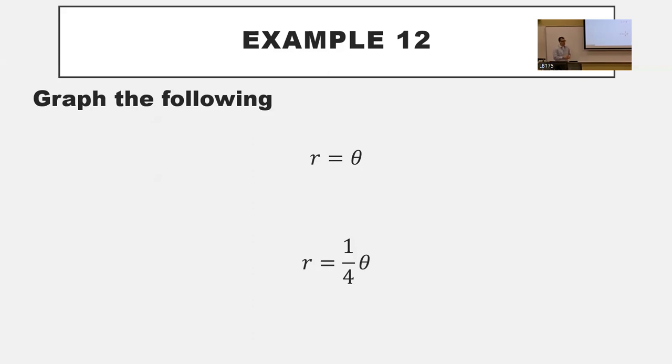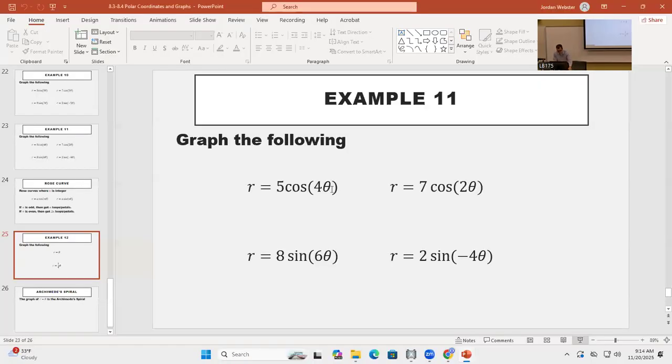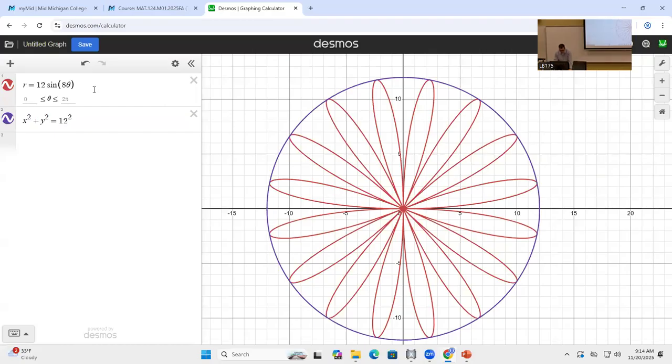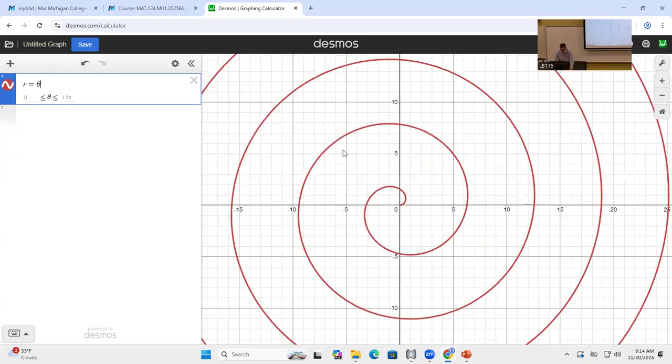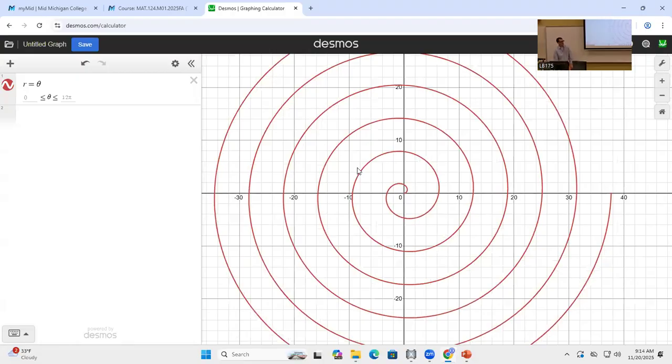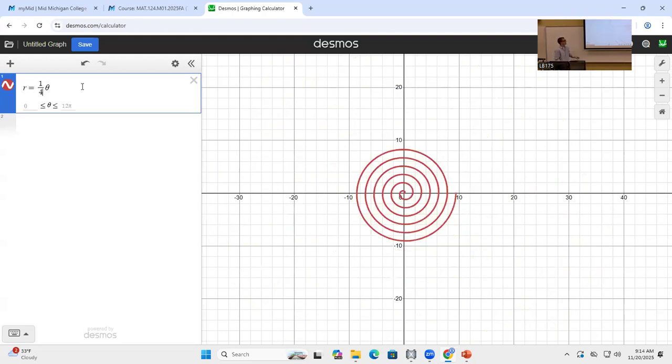We actually graphed one of these earlier. We graphed where r was equal to theta, if you remember back. That was the very first thing we graphed, plotting some points. If we knew r equals theta, that was our loop. Okay. And if I put a coefficient in front of that, like a 4th, that's what we get. I shouldn't say loop, that was a spiral. Let's call it a spiral.